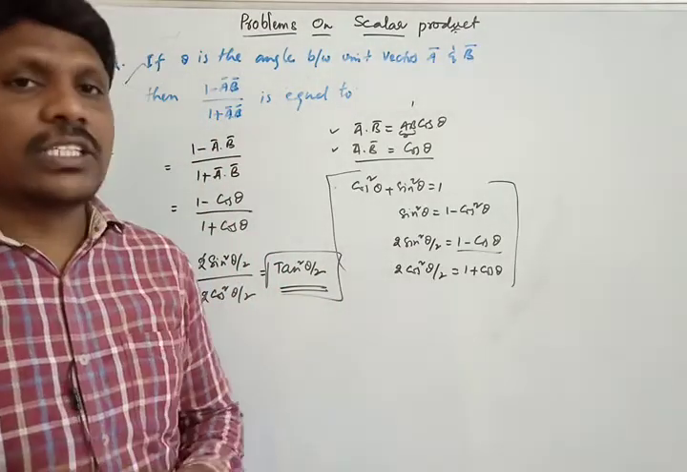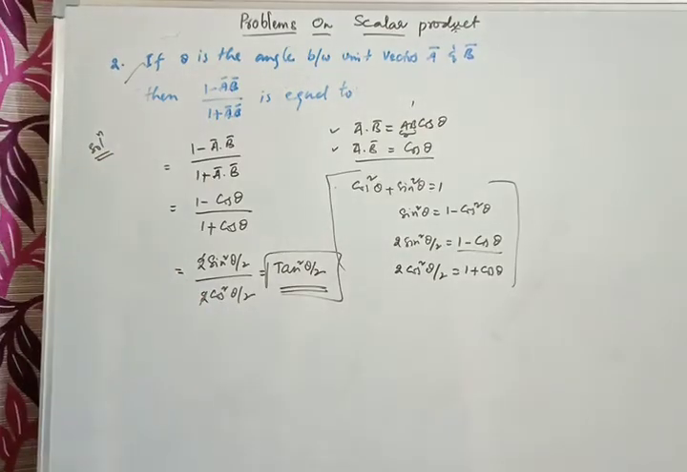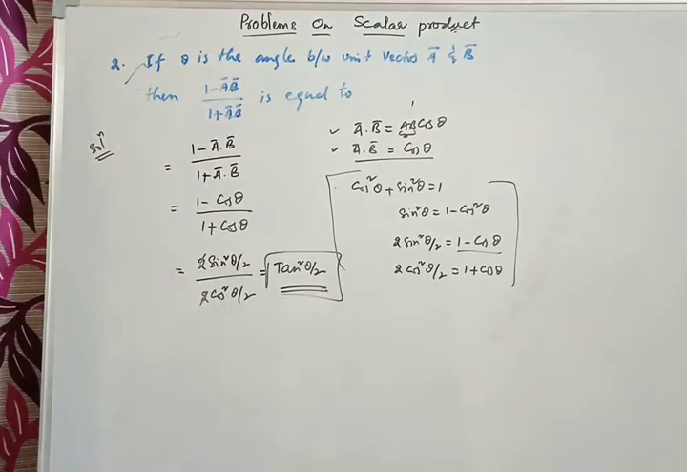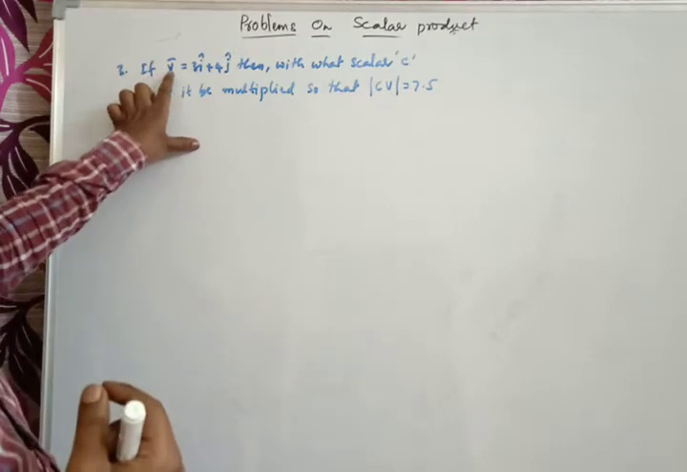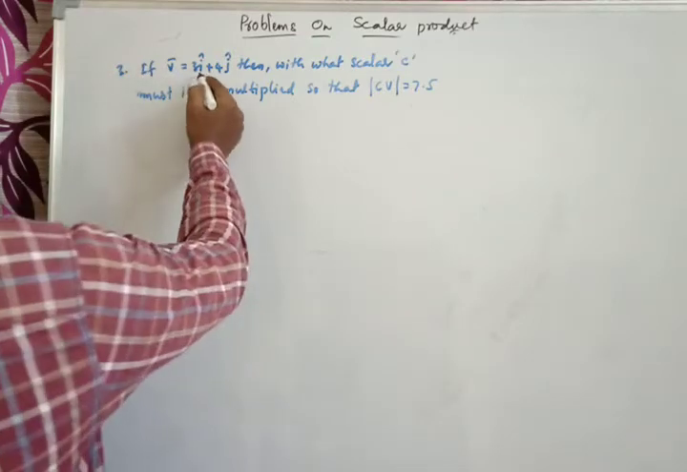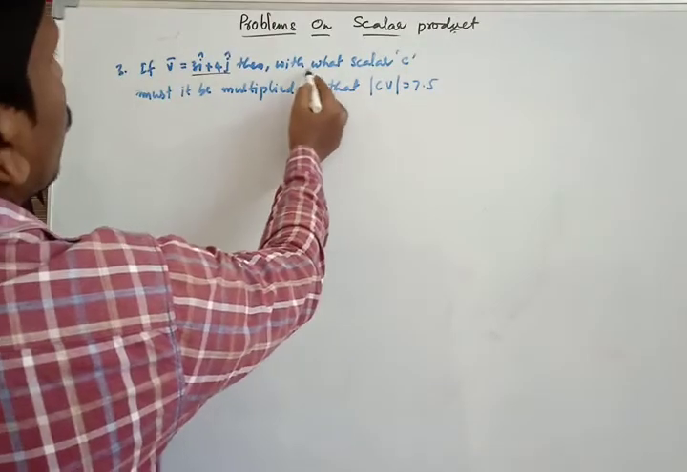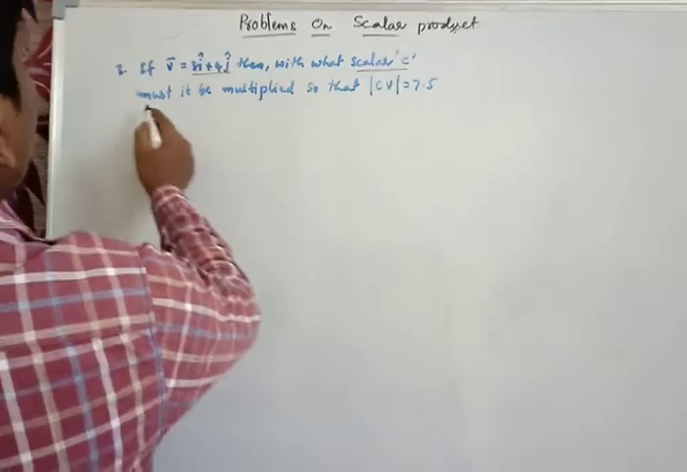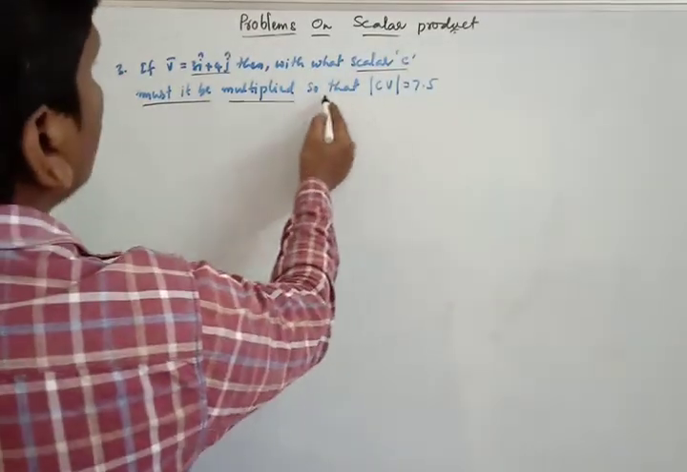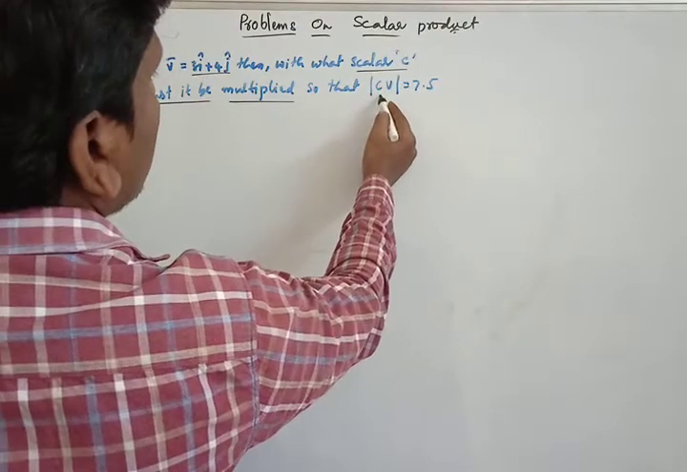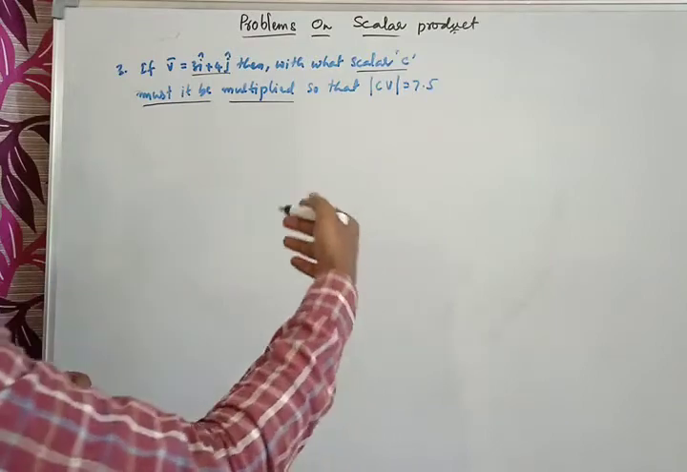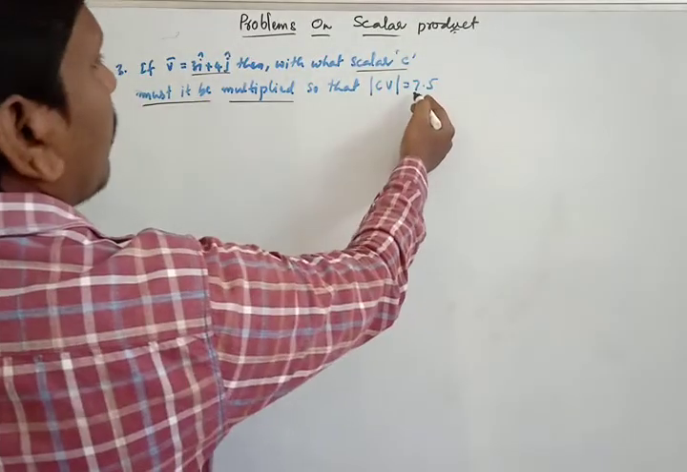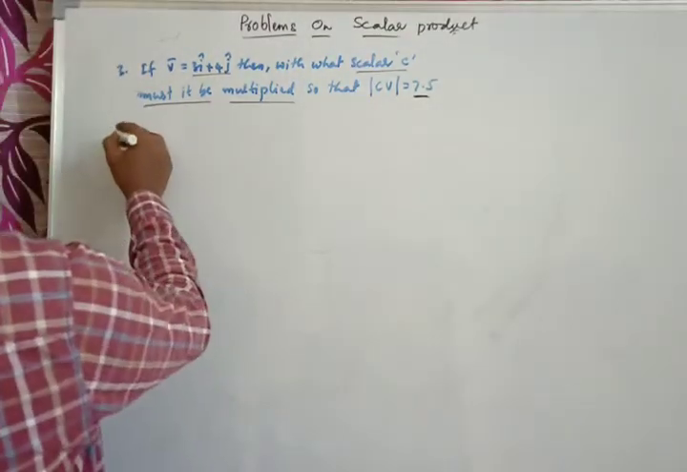Okay, now let us see one more question. Let us see the third question. If V⃗ = 3i^ + 4j^, then by what scalar C must it be multiplied so that |CV⃗| = 7.5? Okay, let us try to solve it.